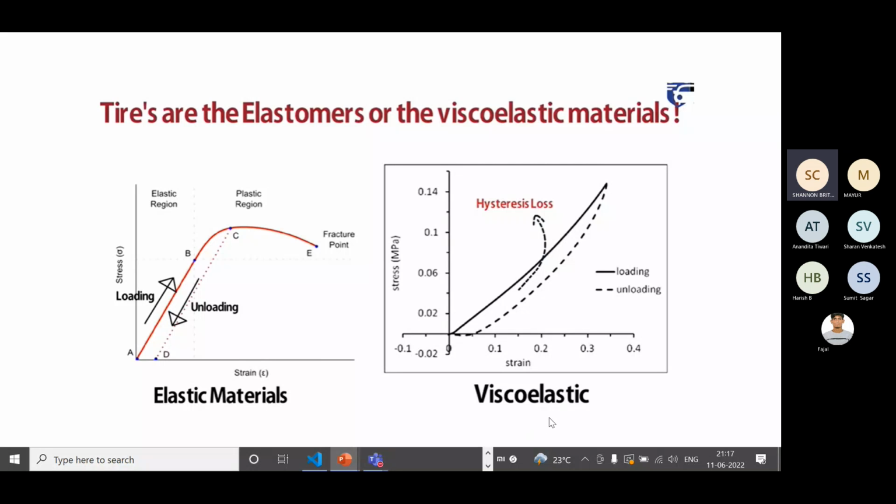And for viscoelastic, you have a different graph for loading and unloading. The area between these is nothing but hysteresis loss. Here you don't see any loss, the energy is conserved, but here there is an energy loss. So that is what is meant by viscoelastic. It is not perfectly elastic and it is not perfectly rigid either. It comes in between.